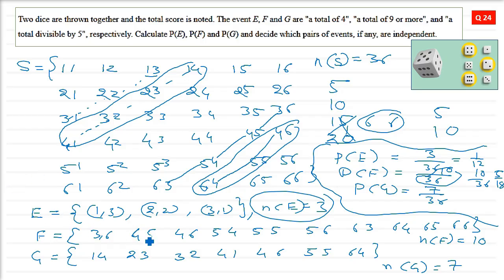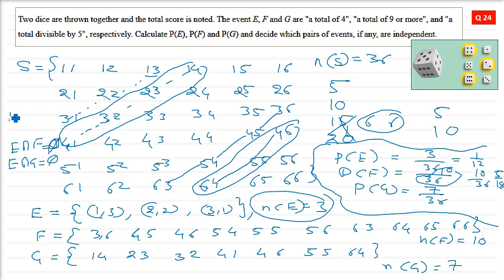E and F, anything common? I can't see anything common. So E intersection F will give you null or phi. How about E and G? Again, E intersection G will give you nothing. There is nothing common between E and G. No elements which are common. Again, a phi. Again, a null.